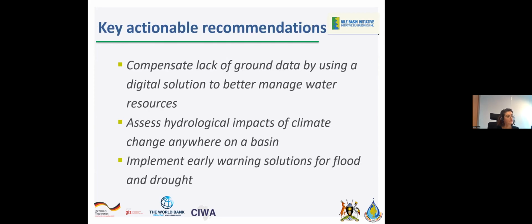So as a conclusion, we can say that this digital solution can be used to compensate the lack of ground data, and then help to better improve water resource management, which can be for dealing with floods or also dealing with droughts. It can also be very efficient to better understand the impact of climate change anywhere on a basin or globally. And it gives all the necessary framework to easily implement early warning solutions to manage floods and droughts.